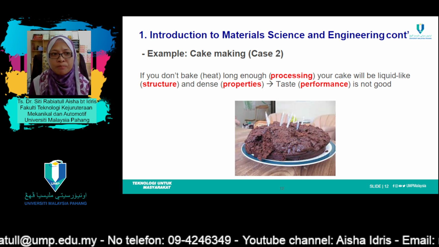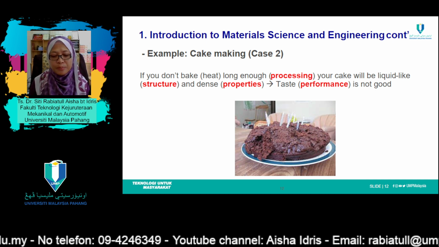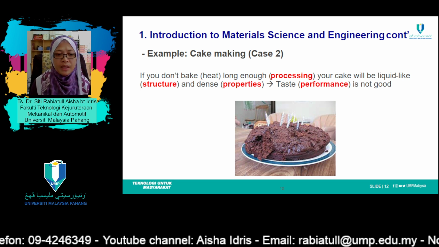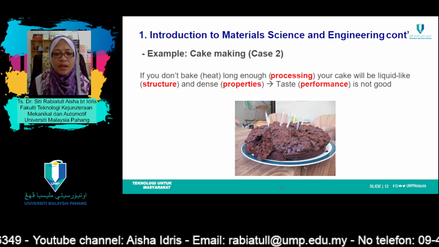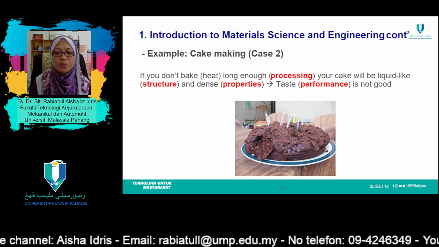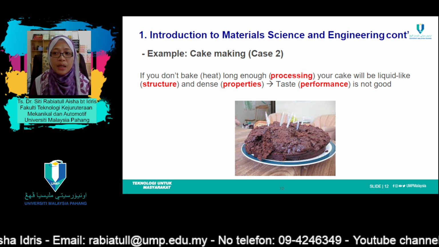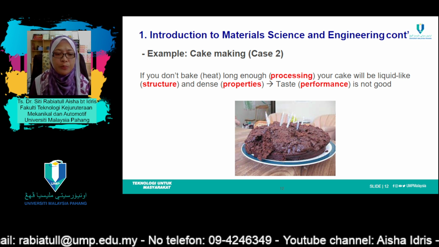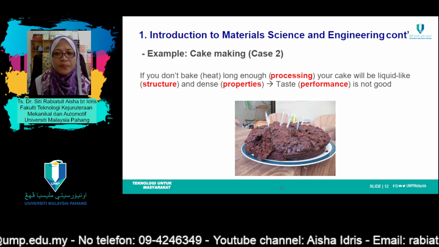Aside from mixing the ingredients, the other part of the processing method for cake making is introducing it to heat. If the cake is exposed to not enough heat, it will be liquid-like, or if the temperature is too high, it will become hard or turn out to be a biscuit. That one is called the structure.